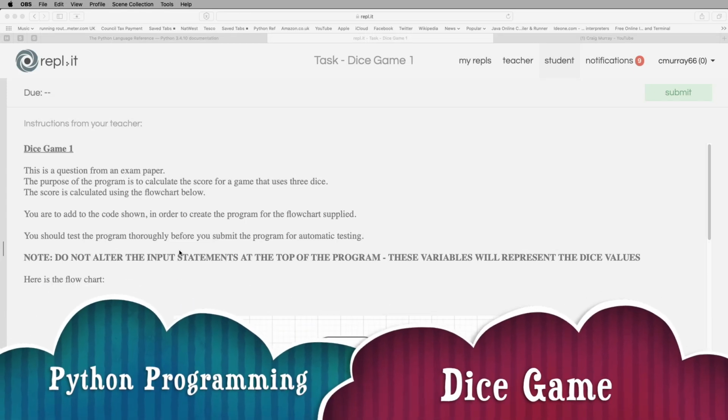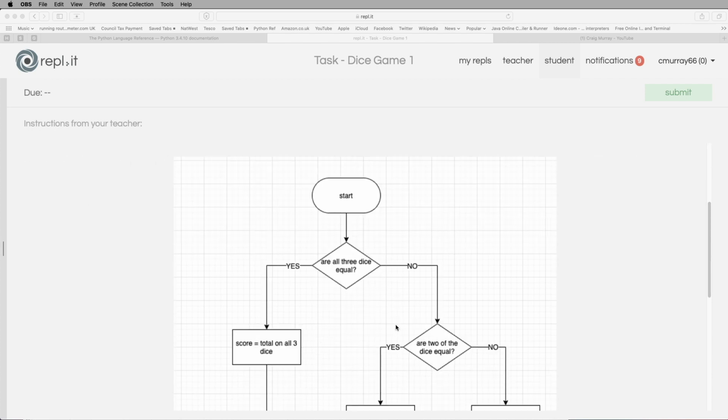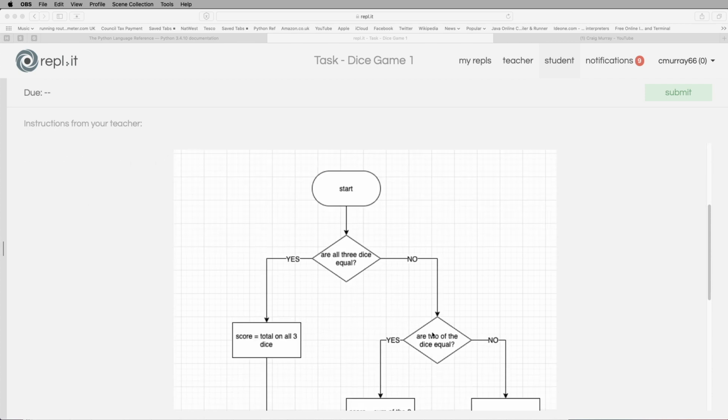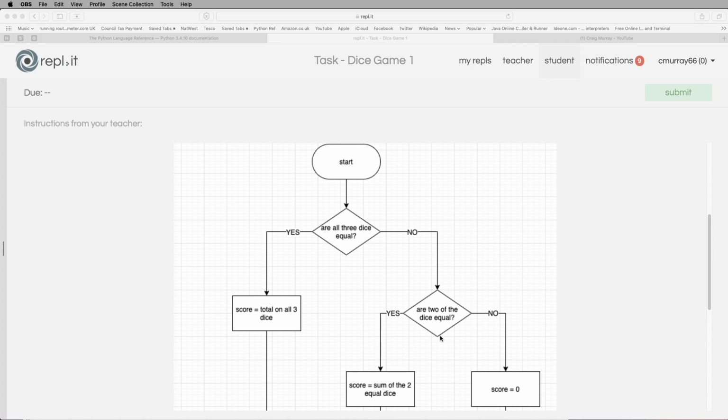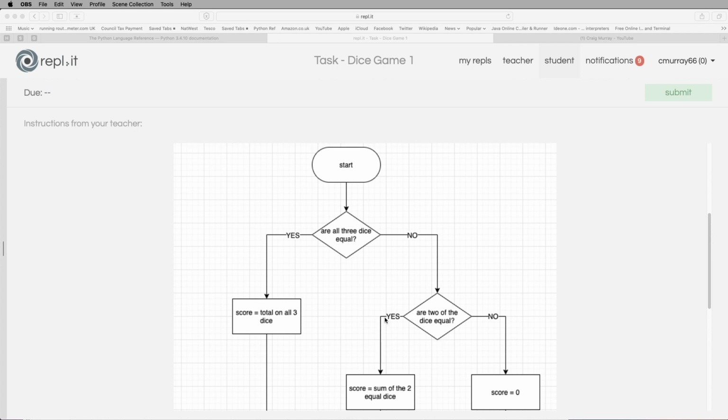Okay, today we're going to have a quick look at the dice game algorithm. This is a GCSE past paper question where they gave a flowchart and we had to write the pseudocode solution. This is a good example of something you should do to prepare for the GCSE Computer Science exam. This one is all based on 3 dice.